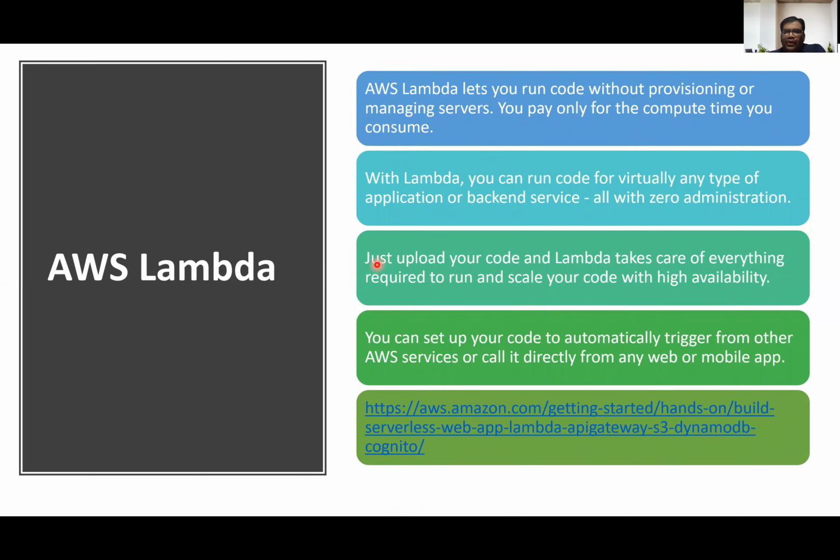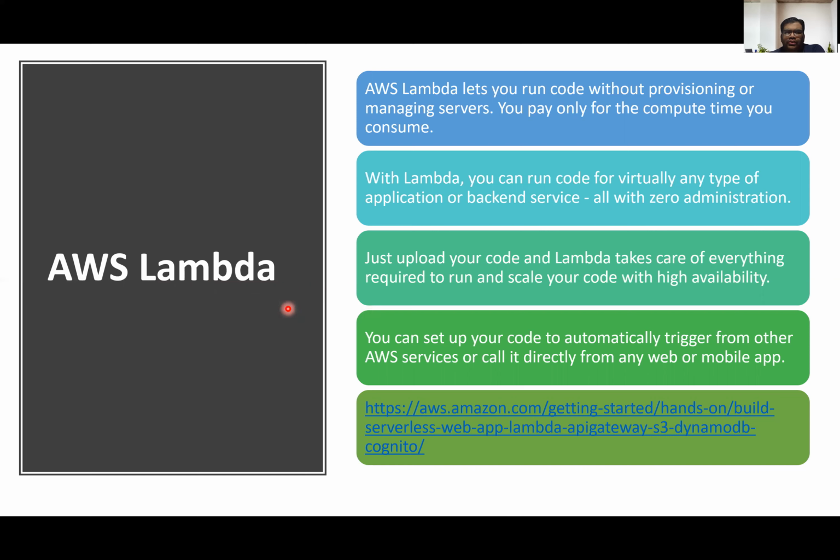So just upload your code and Lambda takes care of everything required to run and scale your code with high availability. You can scale up your code automatically and trigger it from another AWS service or call it directly from any web or mobile app. So Lambda is a serverless service. And you just trigger that service using your code and it will then run, and it might run a website, or it can do some API calls for you.